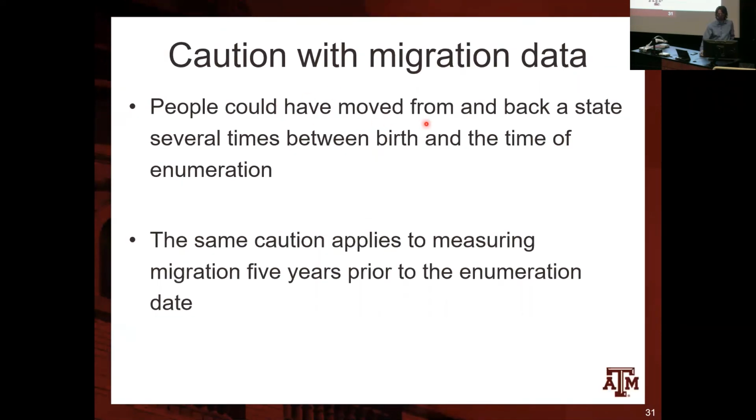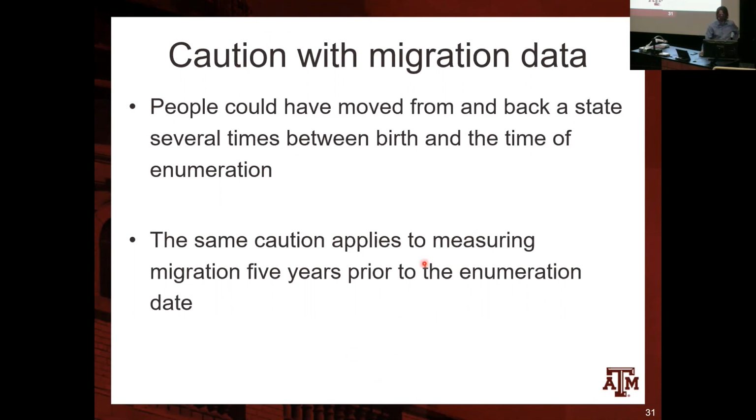And people could move from and back to a state several times between birth and the time of enumeration. So we have to be cautious with migration. Someone could have been born in Texas, left to another state, and is back in Texas. So that person will count as a non-migrant, because you could say, oh, no, last year I was in Texas. I was born in Texas, so I'm a non-migrant. But maybe that person left 5 years ago to another state, came back 4 years ago, but the data doesn't capture that movement. So we have to be cautious with that.